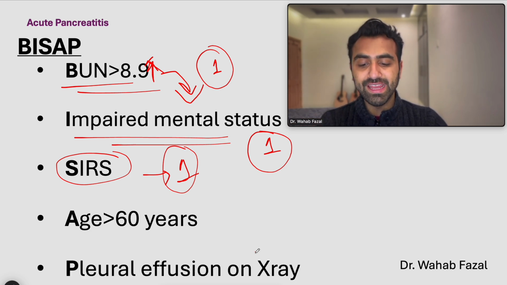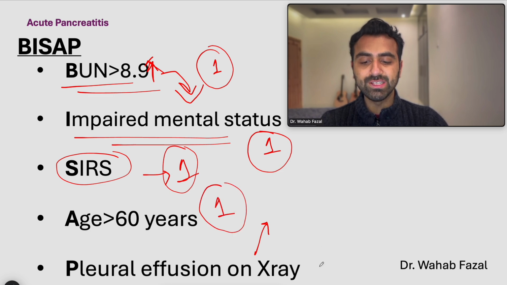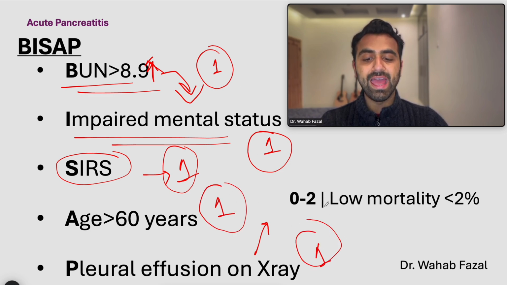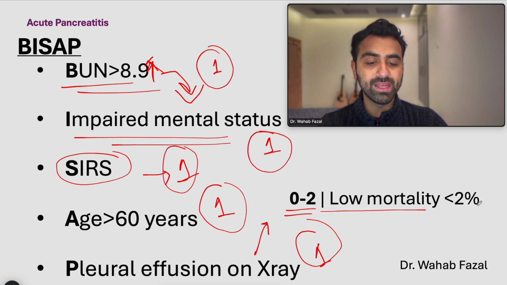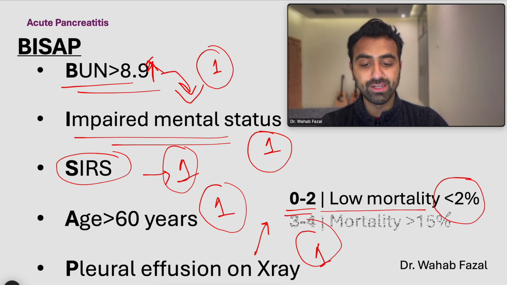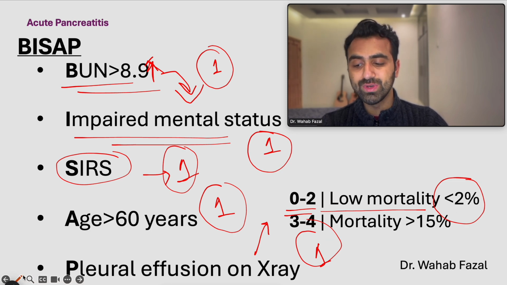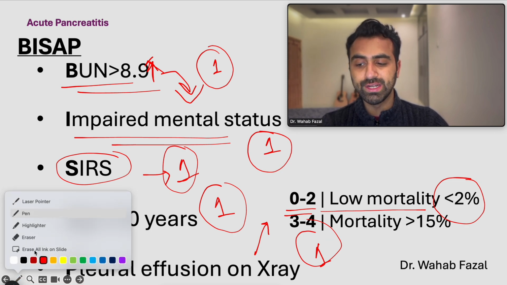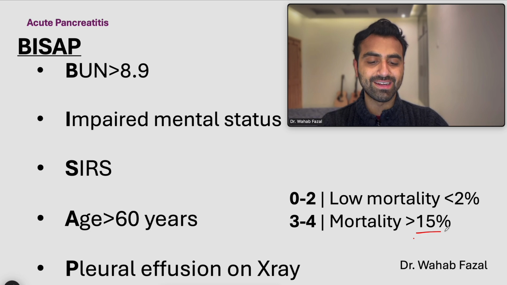And then definitely pleural effusion on X-ray. And what each of these predicts adds up to be 1 point. You give 1 point to each of these. And if you have a 0 to 2, this is a less severe, low mortality group. The overall mortality is less than 2%. And as soon as this score increases to 3 to 4, this mortality starts increasing to greater than 15%.